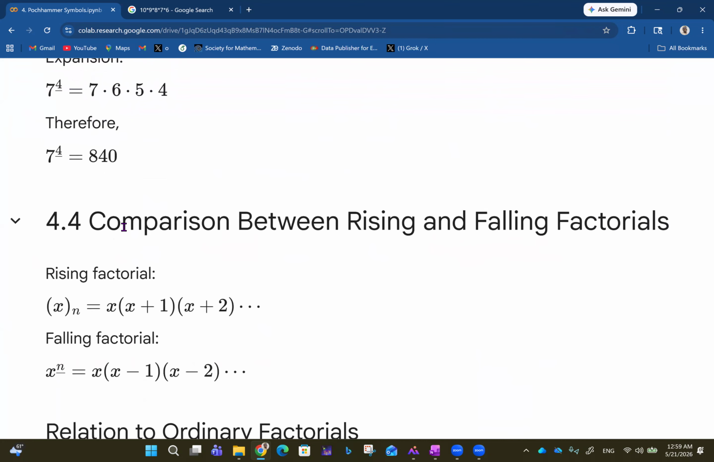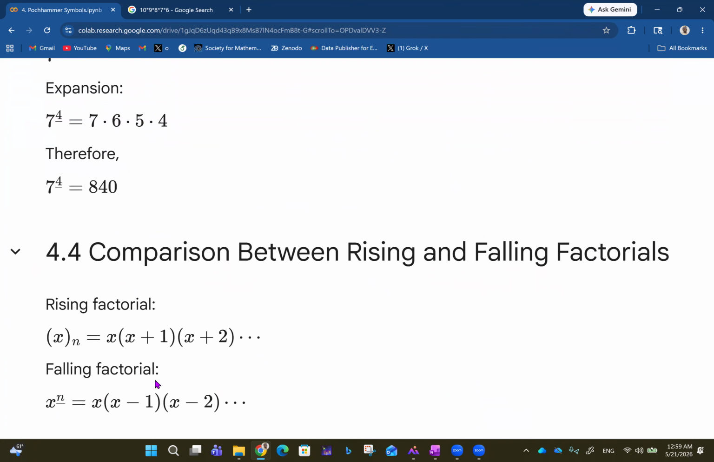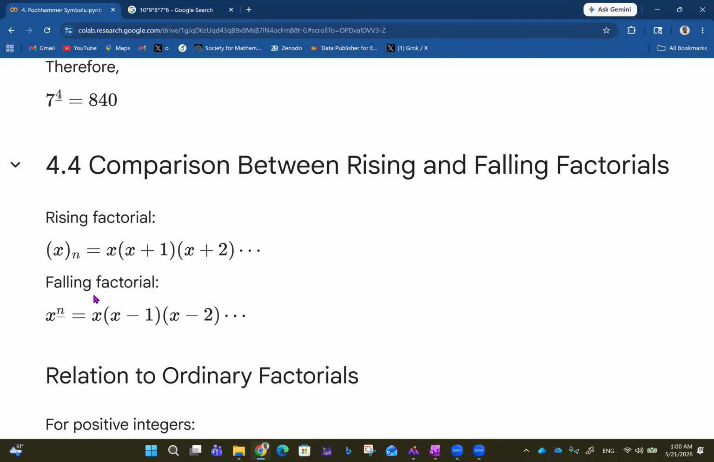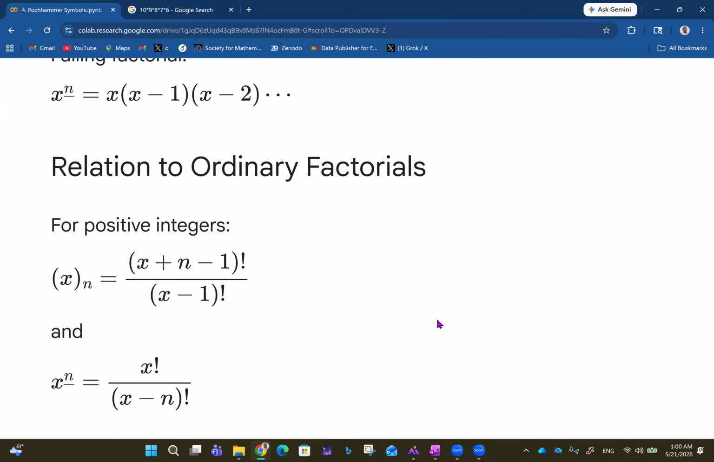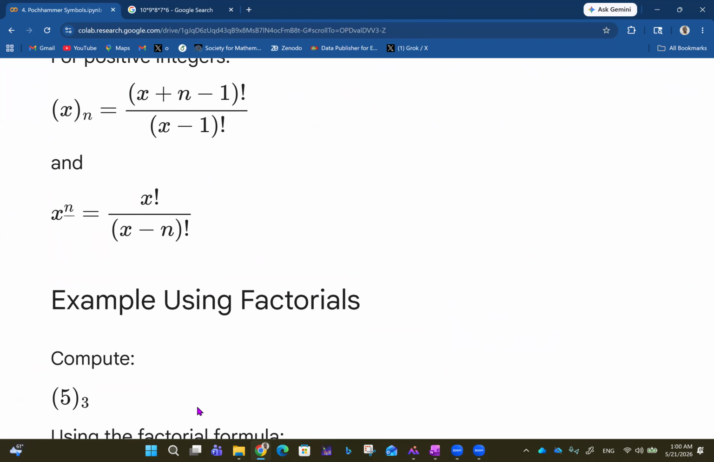Comparison between rising and falling factorials. For rising factorial, we have x sub n, which is x into x plus 1 into x plus 2, and it keeps going and stops at the number indicated. For falling factorial, you have x n underscore. So you have x into x minus 1, x minus 2, and so on. Now, relation to ordinary factorials. We know the ordinary factorial: 5 factorial is 5 times 4 all the way down to 1. So for positive integers, x sub n is x plus n minus 1 factorial all over x minus 1 factorial, while this other one, x n underscore, is x factorial over x minus n factorial.